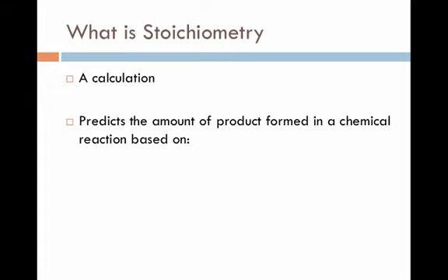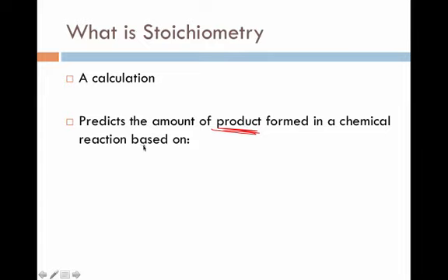Perhaps something a little bit better. Stoichiometry is a calculation that predicts the amount of product formed in a chemical reaction. So if I'm going to perform a reaction, I should be able to predict in advance how much of each product that I'm going to be able to produce, how much product formed.